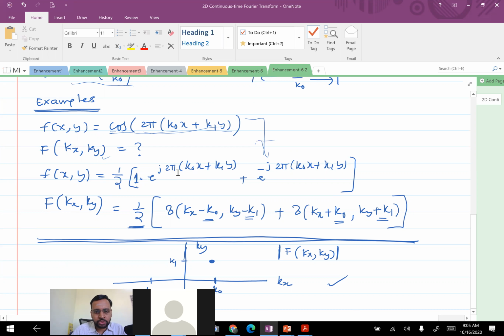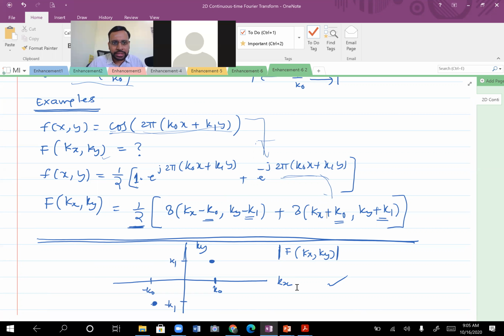So the term e power j 2 pi of (k naught x plus k1 y) would be equal to delta of kx minus k naught and ky minus k1. Similarly, the other part has also been written here, and this is what you have arrived at, right? So that would be the frequency domain response. Now, if you assume that k naught and k1 are positive, this is how the Fourier domain frequency domain response would look.